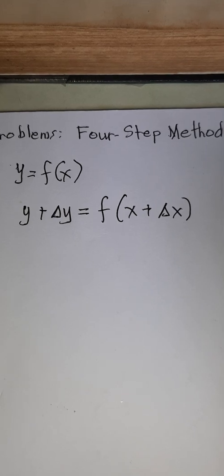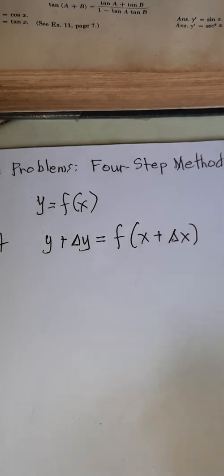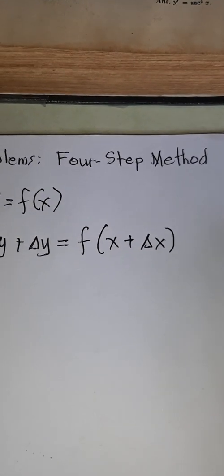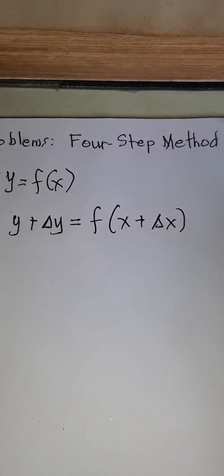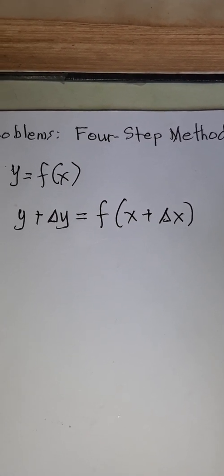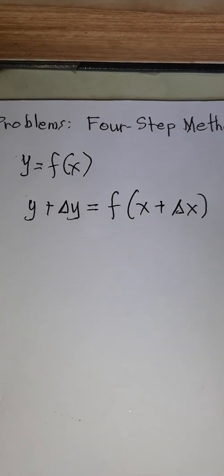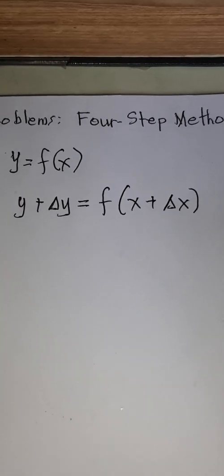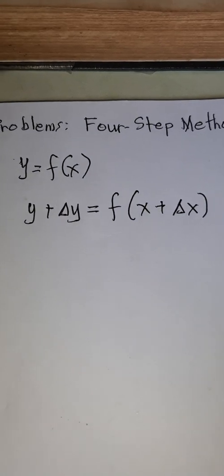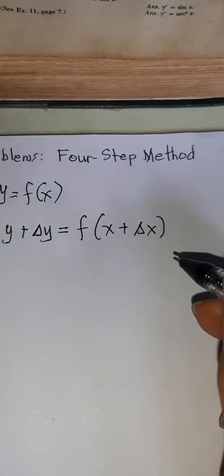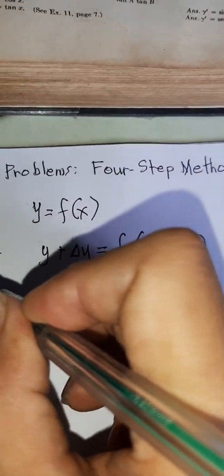Pwedeng increasing or pwedeng decreasing. Pag negative, decreasing yung function. That is, y1 is less than the value of y2, or y1 is greater than the value of y2, kaya magne-negative yung value. Okay, that is the first step. Then we have to simplify. We can simplify the given function before proceeding to the second step.